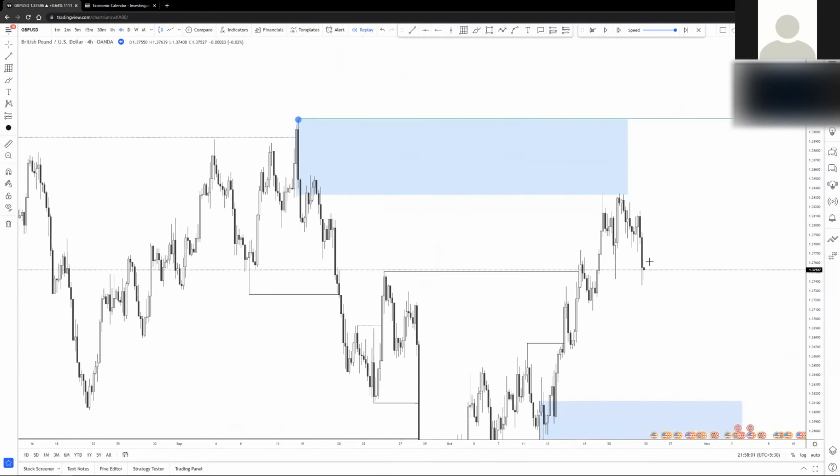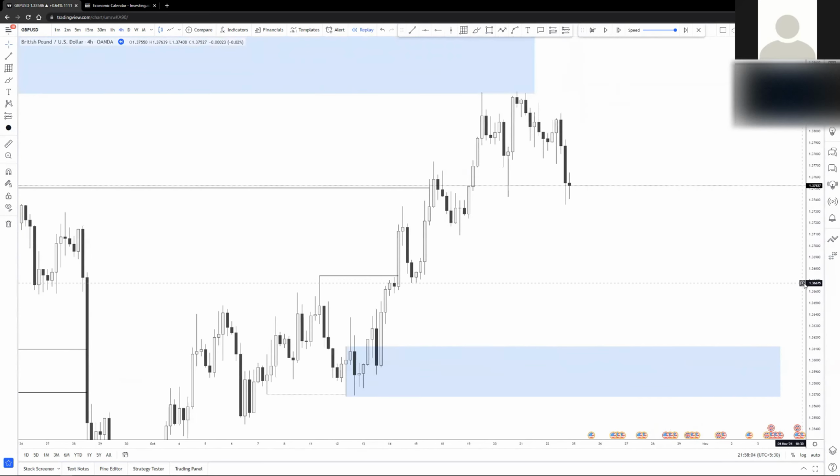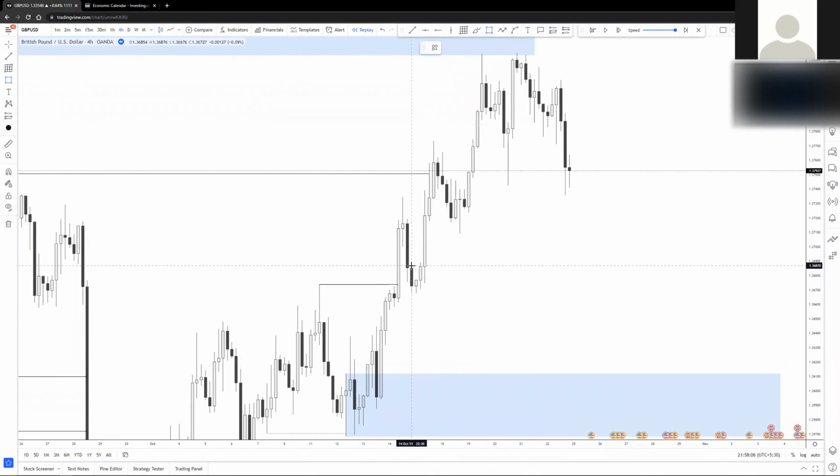Now, do you have any reason to mark out this low right here? Yes, it did break structure, but did it take out liquidity? No. No swing low was taken out. So simply it's not a strong low. It only broke structure and never took out liquidity, so we can't mark that out.